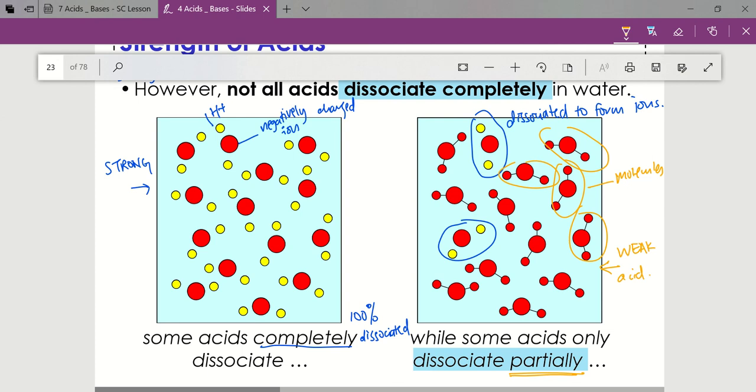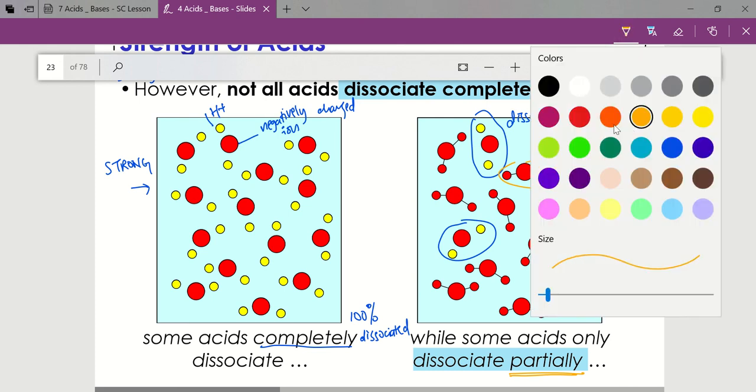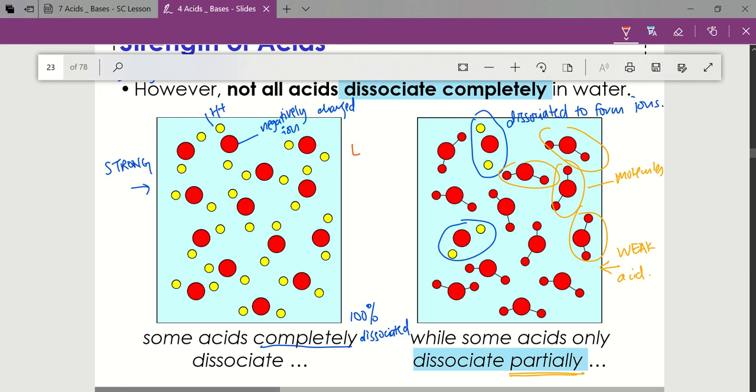That's why if I were to have you describe what is a strong acid or weak acid, our idea here will be what is the extent of ionization. For the strong acid, it is 100%. For the weak acid, it will be less than 100%.